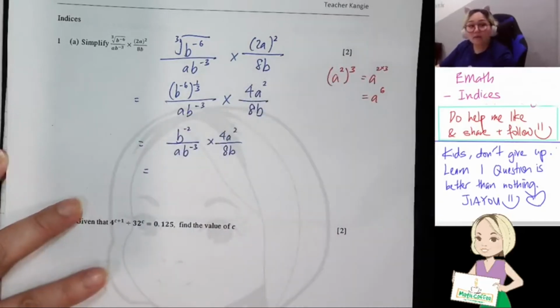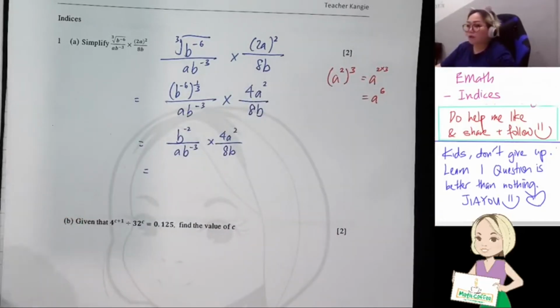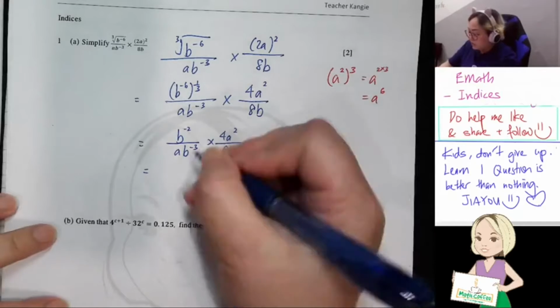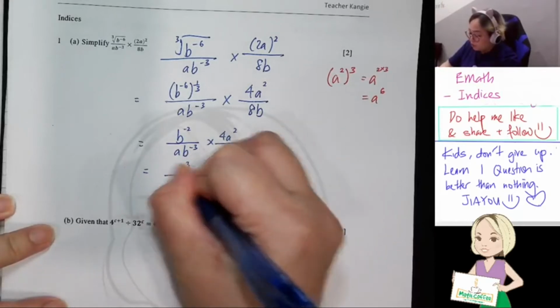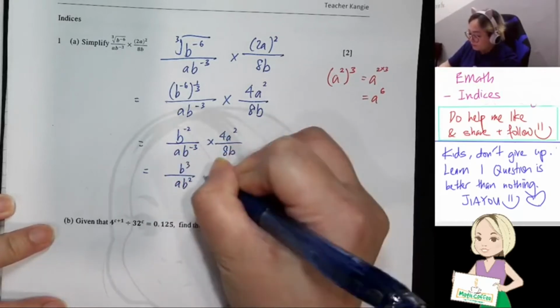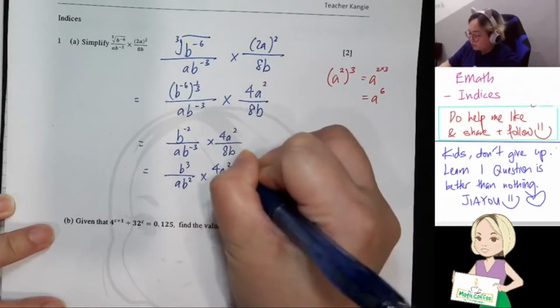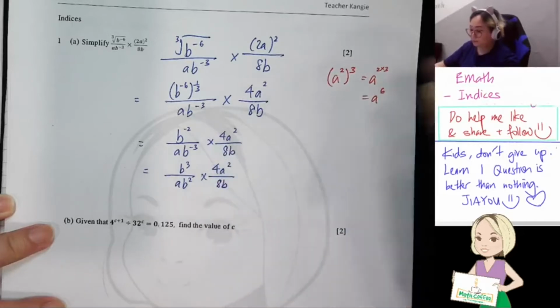Next, we handle the negative power. So negative power, you just need to bring up, bring down. So b^-2, I will bring it down. The b^-3, I will bring it up. So now it becomes b cubed over ab squared, multiplied by 4a squared over 8b.